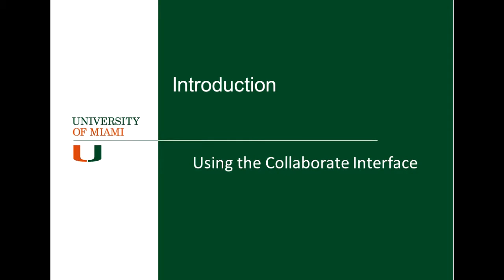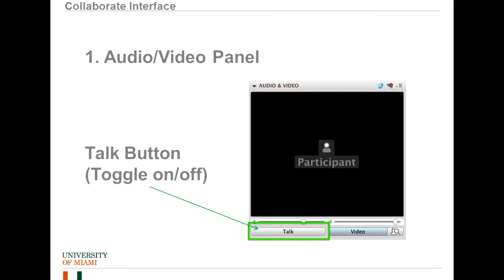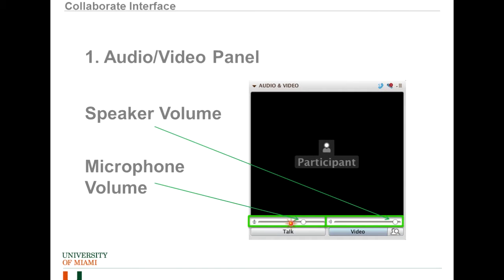Quick introduction to the Collaborate interface. We have the audio-video panel here. We have the participants panel here, the chat panel here, and the content area here. In the audio-video panel, you have the talk and video toggles and the preview button if you want to check your video before it's going live. And then there are the sliders for the microphone volume and the speaker volume.